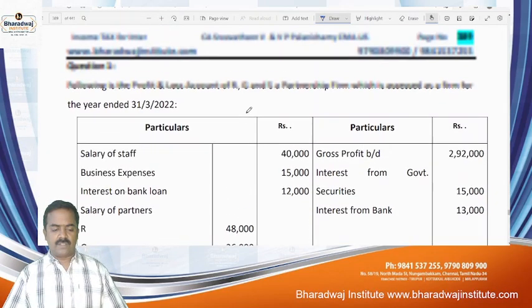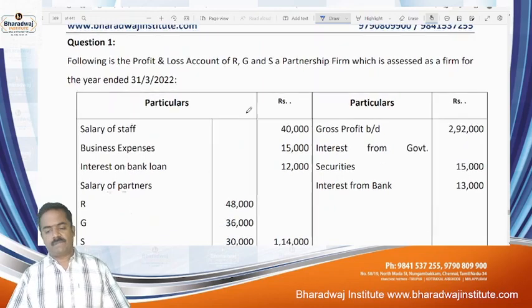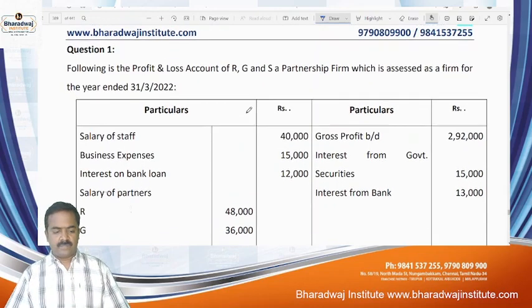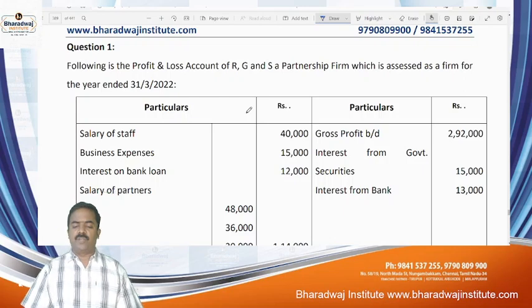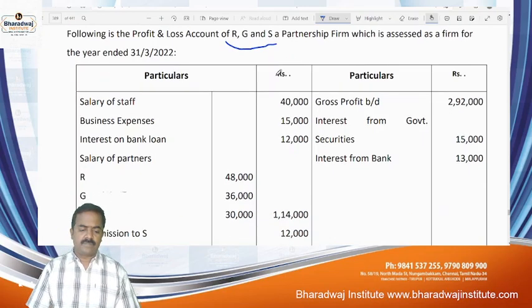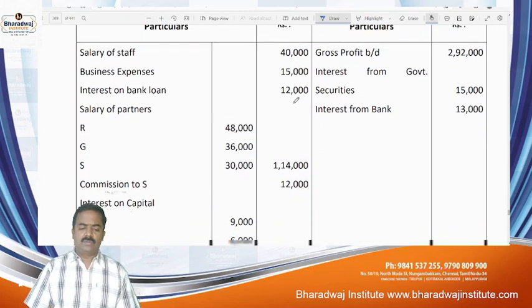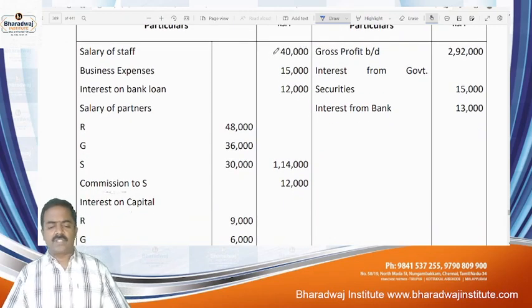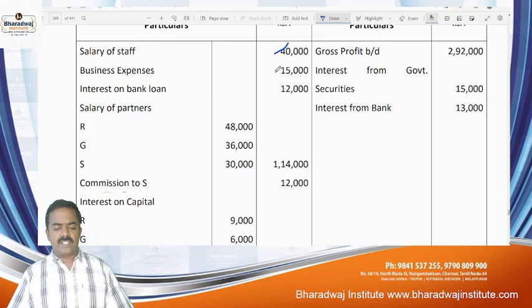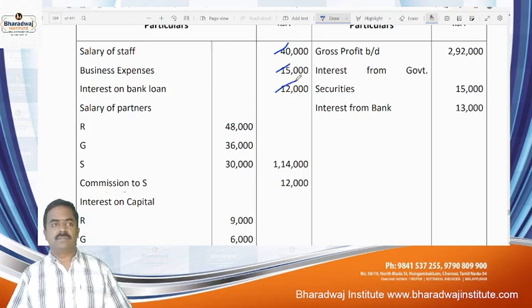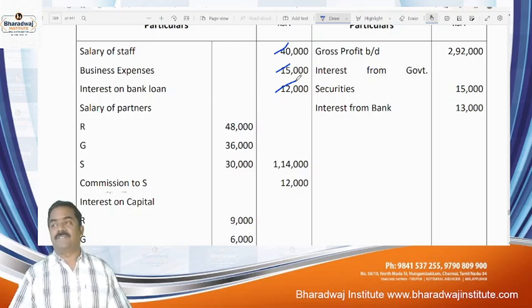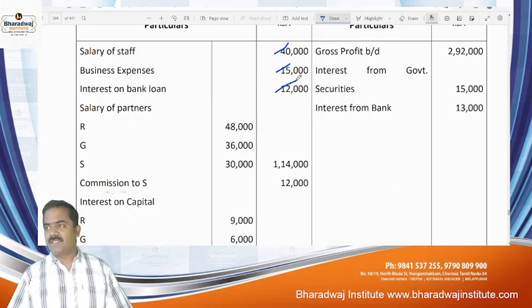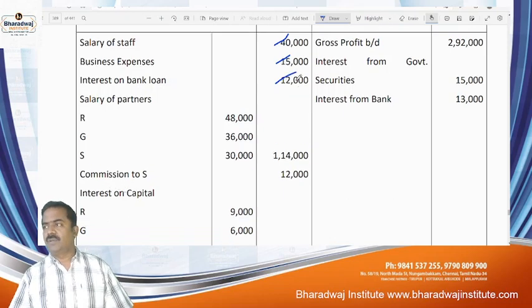Now come to this question. Question number 1. Following is the P&L account of which partner given? RGS. Now go through this. Salary to staff is given. Business expenses are given. Interest on bank loan, is it allowed or not allowed? Salary to staff allowed. Business expenses allowed. Interest on bank loan allowed.